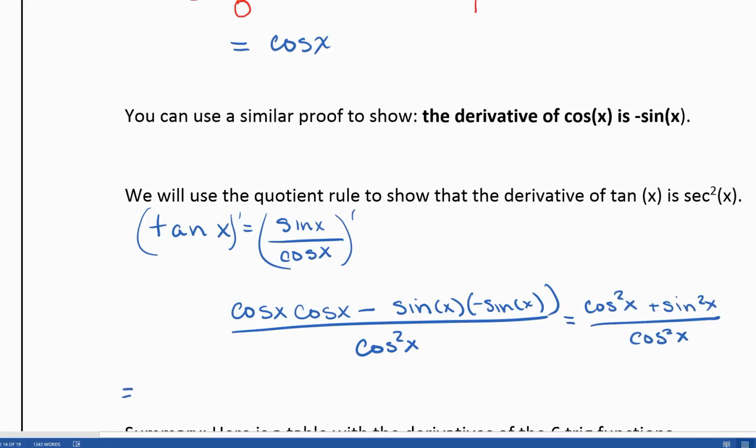Now remember, one of our Pythagorean identities for the trig functions is that cosine squared of x plus sine squared of x is equal to 1. So this is equal to 1 over cosine squared of x. And if you remember, 1 over cosine is secant, so 1 over cosine squared would be secant squared of x. So the derivative of tangent of x is secant squared of x.